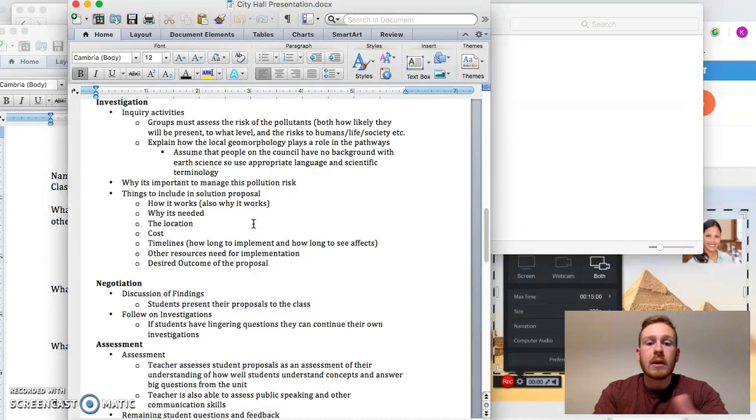And they should be communicating in such a way that they're communicating to people that don't necessarily have a science background. That's going to help you see whether or not they understand the actual concept underlying the science terminology.